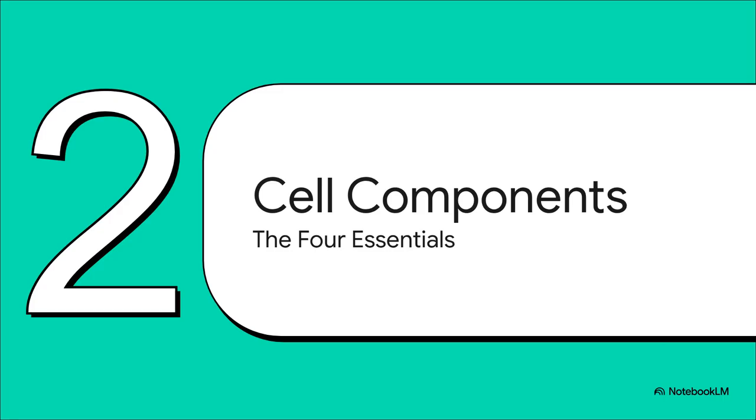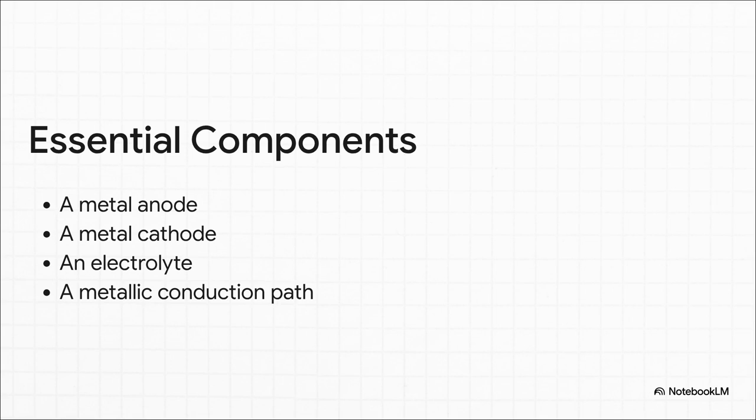Which brings us to section 2. The 4 essential cell components. So now that we know why metals want to degrade, what does this whole electrochemical reaction actually need to run? Well, for a corrosion cell to function at all, it absolutely must have these 4 core building blocks. First, you need a metal anode. Second, a metal cathode. Third, an electrolyte. And fourth, a metallic conduction path connecting that anode and cathode.